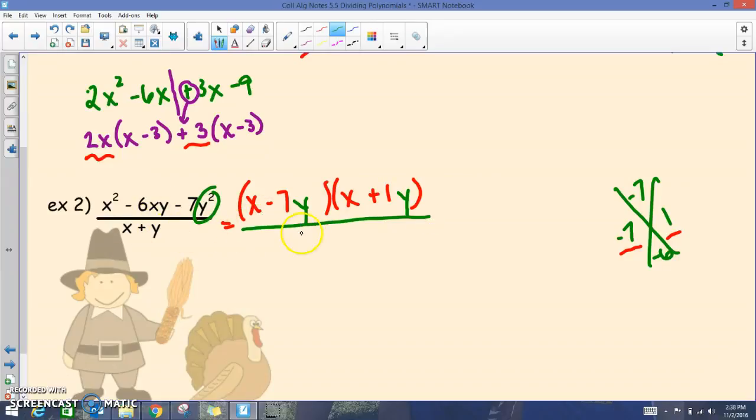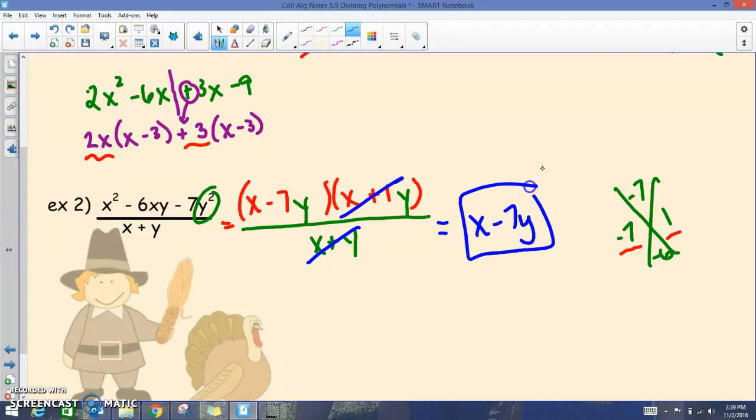Now I can't factor the bottom, so I'll just carry it over. And again, as long as you do your factoring correctly, one of your sets of parentheses should match with that bottom factor, and it does. So I can reduce down the x plus y's. My final answer is x minus 7y.